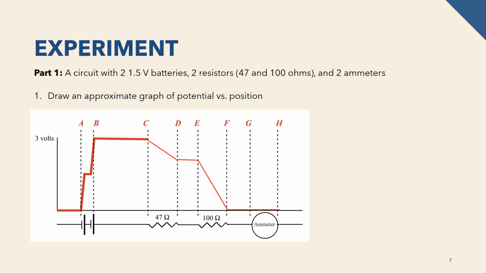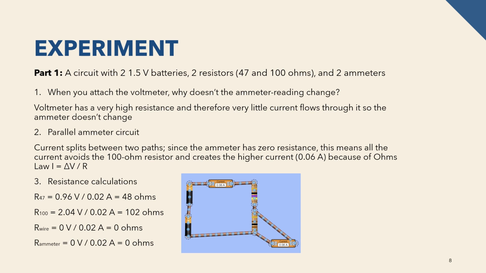Finishing the graph with potential versus position, the max voltage is seen at 3 volts, and then traveling across both resistors, the voltage went back to 0 volts, with the drop being steeper along the 100 ohm resistor than the 47 ohm resistor. To answer the question, when you attach the voltmeter, why does the ammeter reading change? The voltmeter has a very high resistance and therefore very little current flows through it, so the ammeter doesn't change.